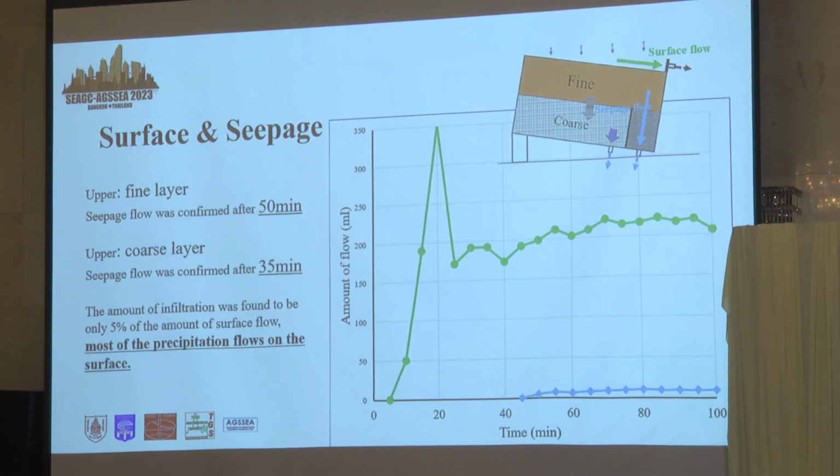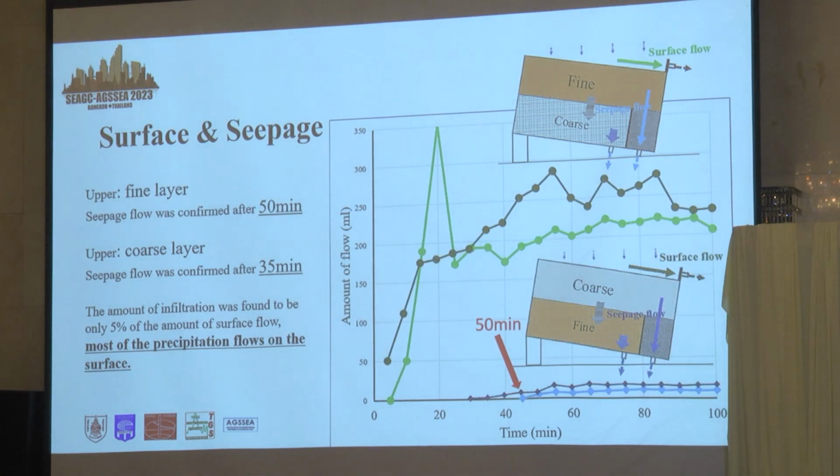The figure shows the relationship between the time from the start of the rainfall and the amount of flow. In the 2-layer case where the upper layer is the fine layer, the seepage flow was confirmed in 50 minutes. In the case where the upper layer is the coarse layer, on the other hand, the seepage flow was confirmed after 35 minutes. The amount of infiltration was found to be only 5% of the amount of surface flow. This indicates that most of the precipitation flows on the surface.